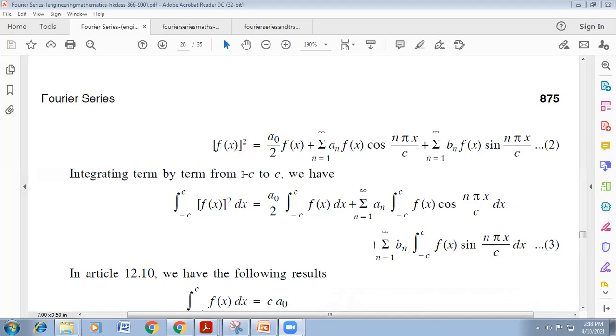Okay. Just multiplying on both sides with f of x, and the integral limit will be minus c to plus c. So we get this line from equation number 2, and this is named equation number 3.